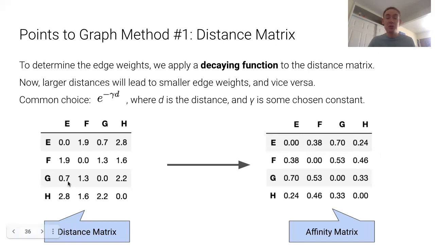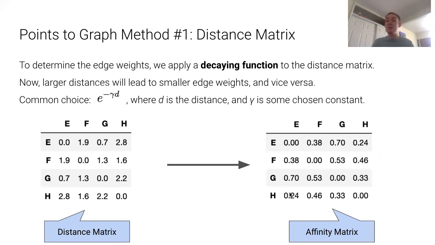G and E, the closest points together in this data set, now have the strongest edge weight at 0.7. And you can see the other edges here. So what we've done is take this distance matrix and apply a function to it such that our edge weights are larger for points that are closer together and smaller for points that are farther apart. We can call this result an affinity matrix because it describes how much each of these points like each other. G likes E a pretty good amount, so it gets a pretty high weight. H doesn't like E that much, so there's a pretty low weight here.